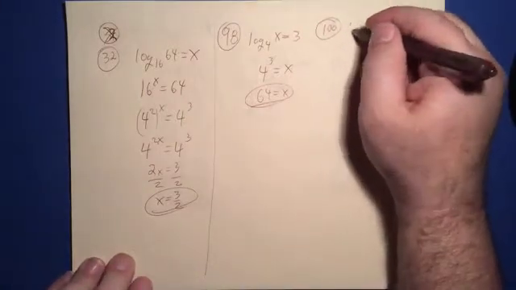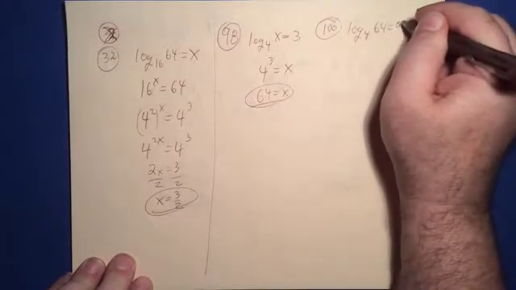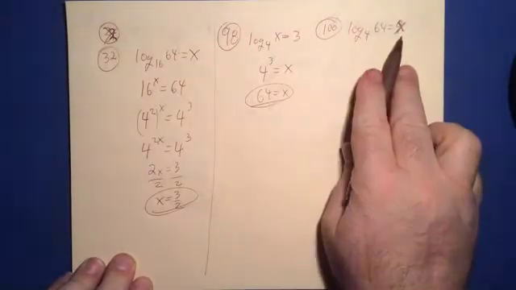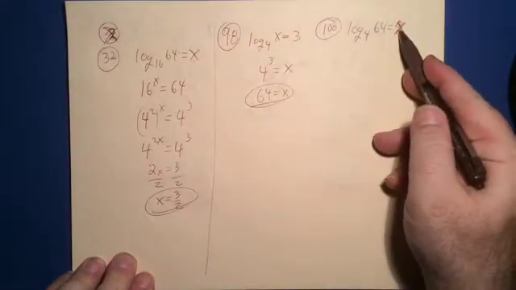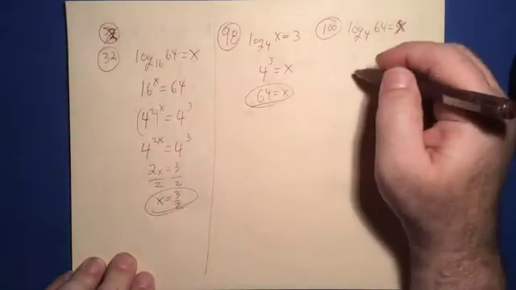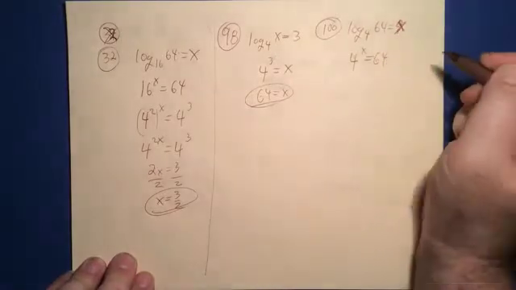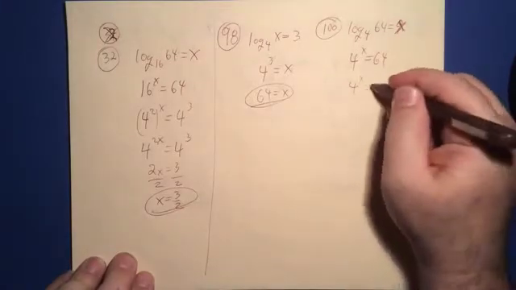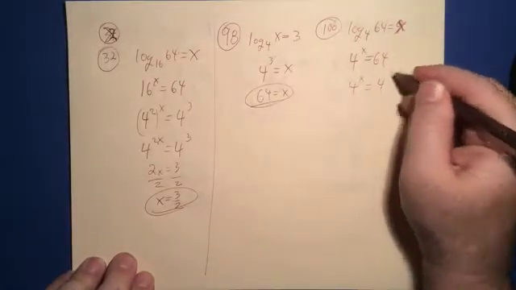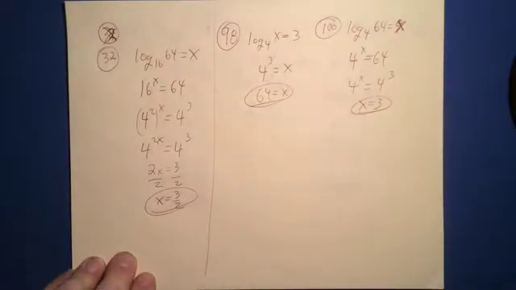Going on to 100 now. We have log base 4 of 64 is equal to x. So we're kind of given an unknown here. But we don't have to set it equal to an unknown. It's already done. So when I put it in exponential form, I get 4 to the x is equal to 64. Again, I'm going to do what I did in the last problem because I think we did this exact problem. We have 4 to the third here. X is equal to 3.